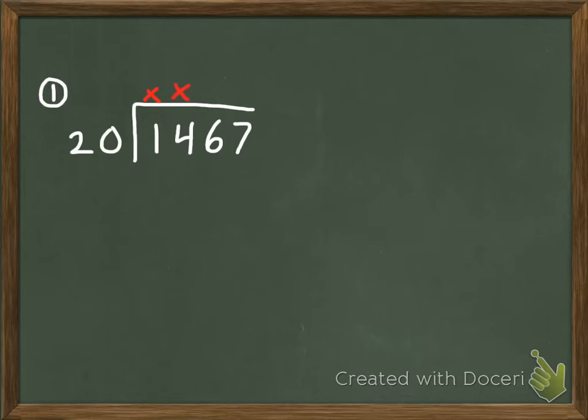But I know 146 is big enough to be divided by 20. But I don't know what 146 divided by 20 is. So I'm going to estimate 140 divided by 20, because I know that I can just cross off a 0 on this side and a 0 on this side, because they both have a 0, and now it just says 14 divided by 2. 14 divided by 2 is 7. So I'm going to try 7 in my problem. I'm going to put 7 up here. I'm going to multiply 20 times 7, and hopefully I'll get close to 146.